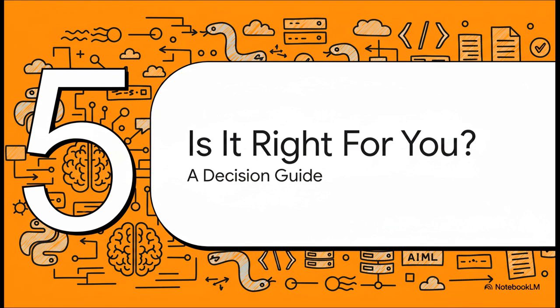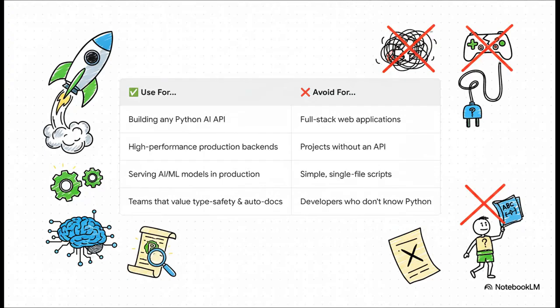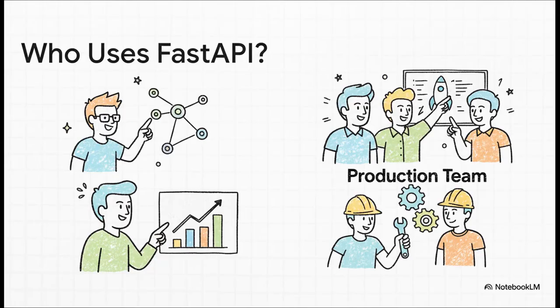So, the crucial question is, with all this power, how do you know if FastAPI is the right choice for your project? This guide here makes it really clear. If you're building a Python API, especially for AI, machine learning, or any high-performance backend, the answer is a resounding yes. But if your goal is a full traditional website with pages and user accounts, a framework like Django might be a better fit. And of course, it's the perfect tool for the job, but only if the job is actually building an API. And its adoption really shows its success. It's become the go-to tool for AI developers and machine learning engineers. But it's also critical for production teams and startups who need to build reliable, high-performance systems and do it quickly.